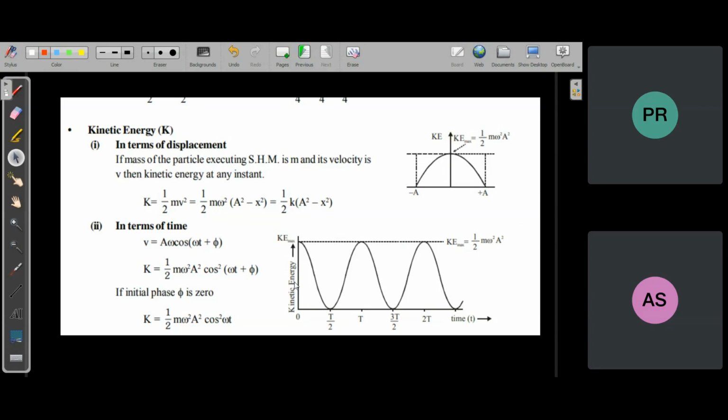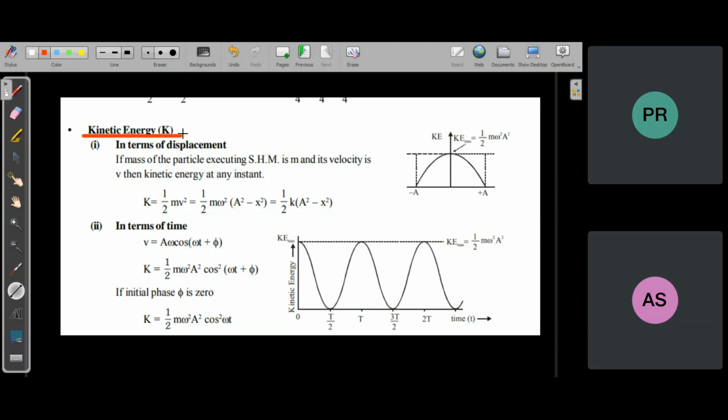Because the frequency of sine square or cos square is twice the frequency of sine or cos. Are you getting it? You can ask your doubt. Okay, is the screen visible to you?